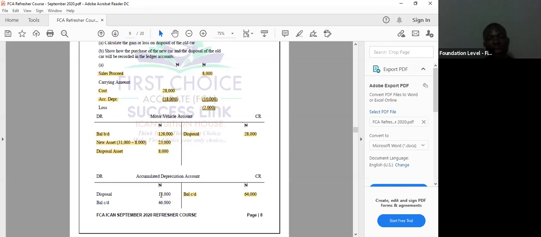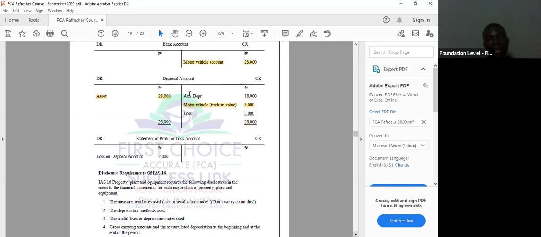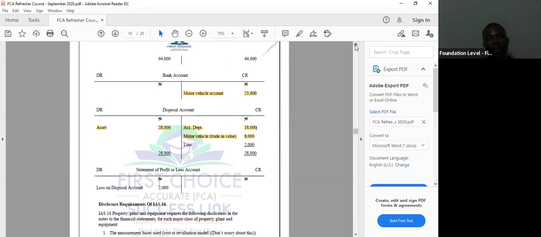The accumulated depreciation has 18,000 given to us. It will become, you have to see it under it as well. This is 18,000 on the disposal account, 18,000. So after we have that, we now what? We balance it up. Next thing is for us to now balance.